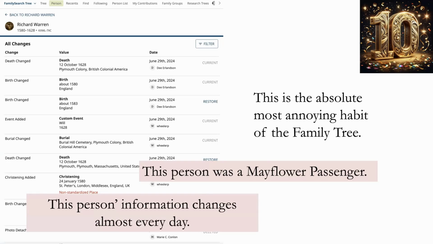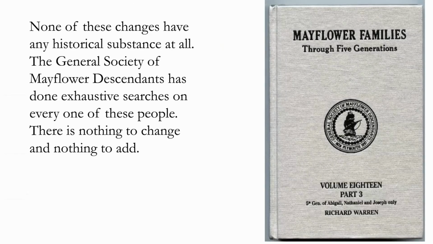And there are people out there. I call these revolving door ancestors. And this is absolutely the most annoying thing about the family tree. And it creates some very bad publicity. If we could just get people to stop changing information that they don't know is completely accurate, that they haven't looked at. What they have to look at is the historical records from the Mayflower descendants, in Mayflower Families Through 5 Generations.